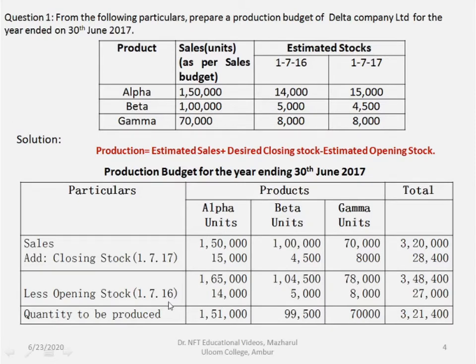for the three products. From this we have to deduct the opening stock. Opening stock is 14,000, 5,000 and 8,000, which is recorded here. If you deduct the opening stock, we get the quantity to be produced, or production budget. Production budget for alpha is 1,51,000, for beta is 99,500 and for gamma is 70,000 units.